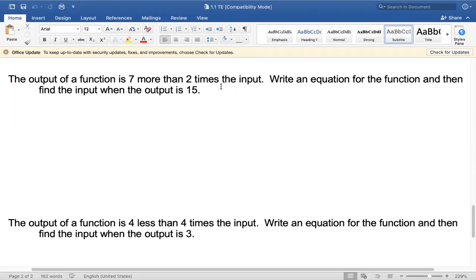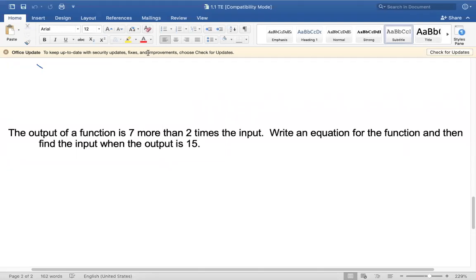We sometimes call the y the output and x the input. Okay, other terms for those are domain and range. Those are other terms for the input and output. So we have the same type of situation here. We got the output of a function is 7 more than 2 times the input. Okay, so what I'm going to do here is I'm going to put a y over for output. Got a y here and x here.